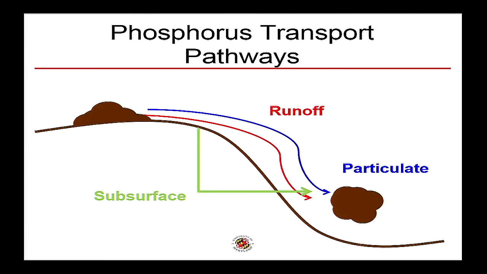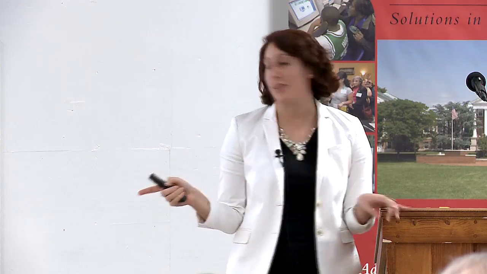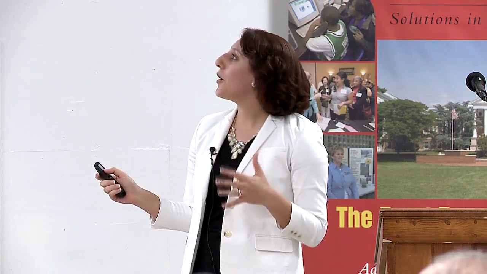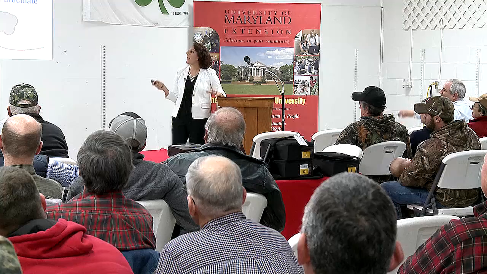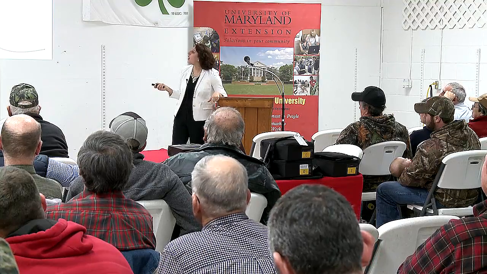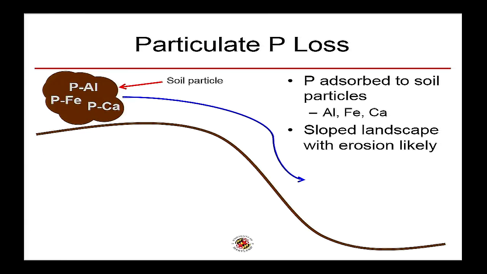Now, up until this point, I've stolen slides from other people. But these next few slides are mine, and I'm taking credit for them, okay? These are the best darn animations you are going to see, and you are never going to forget phosphorus loss after you see these slides, okay? So let's go through these individual transport pathways and learn a little more about them, and then we'll get to the P index.